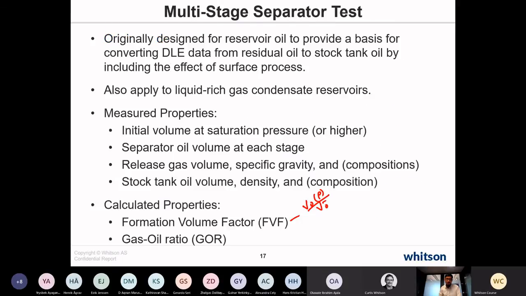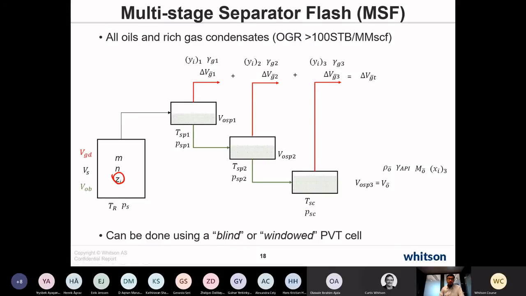So I went through this slide. This is just highlighting what the measured properties are and what the calculated properties are. Now we will see them in more detail on this slide.